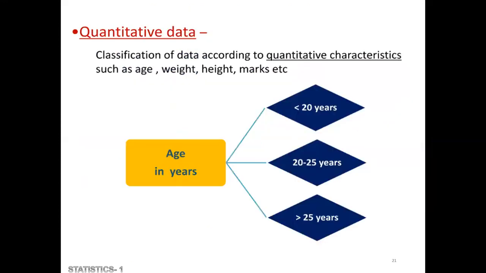So what is quantitative data? It is classification of data according to quantitative characteristics such as age, height, weight, marks of your students. So it is called quantitative data. For example, age in years can be classified as less than 20 years, one category of the population, 20 to 25 years, one category, greater than 25, one category. Here we divide the population into different samples, and each sample has these features: less than 20 years, 20 to 25 years, more than 25 years.